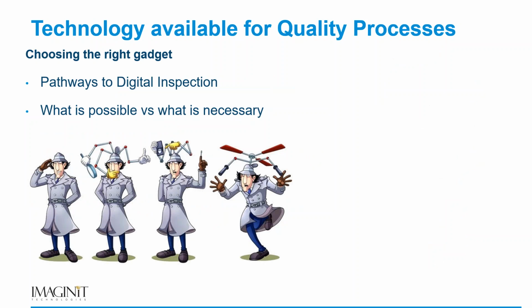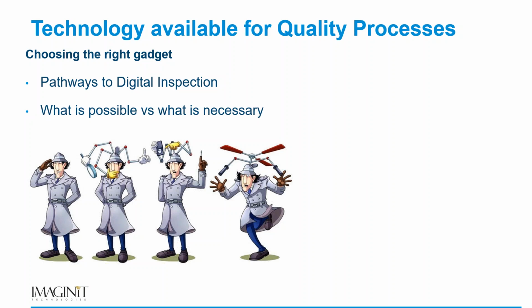So as we start thinking about the right gadget, right? Inspector Gadget didn't just use every single gadget for every single response that he needed to do. He actually used the right gadget for the right thing. So as we start to look at pathways to digital inspection, we need to think about what is possible versus what is necessary. Do I need the helicopter? Do I need the magnifying glass? Do I need to show my badge? What is the required tool for this?